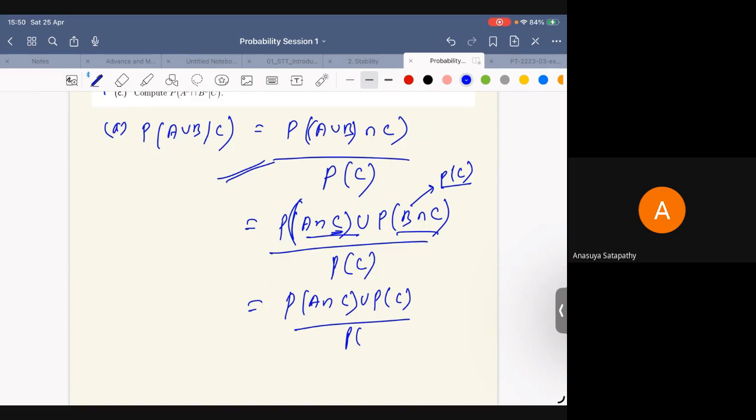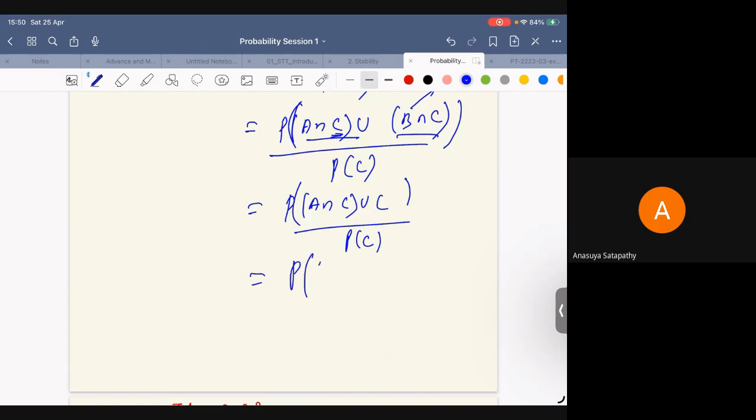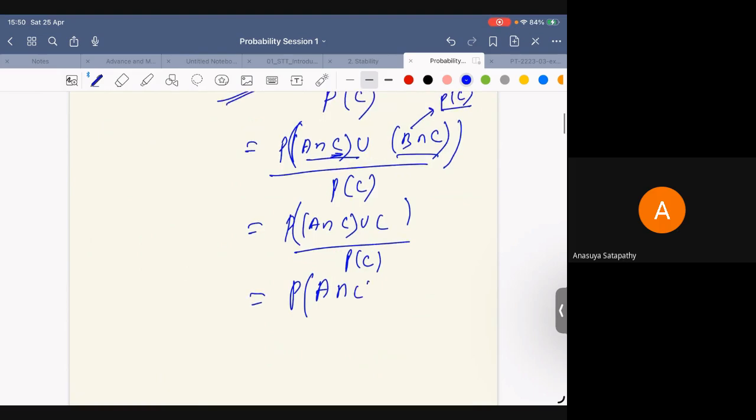So if you write A intersection C union C by P of C. No, I think there should not be a P here. It will be union C. So just apply it like this: A intersection C union C by P of C. You got something like this.